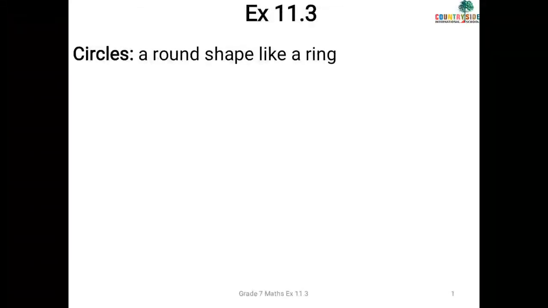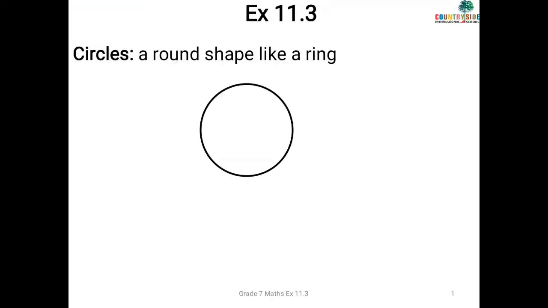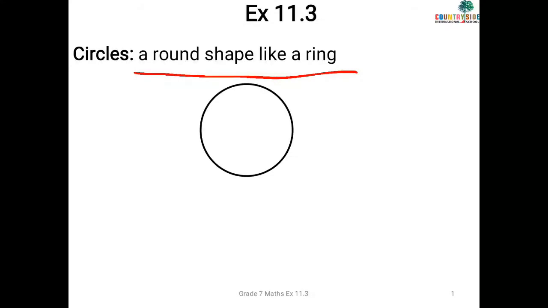As we all know, the circle is a shape that looks like a ring, that is round. So this is the diagram of the circle, and this is the basic definition of the circle. I want everyone to note down this definition. Now let's start with the definition and the formulas of circumference and area of a circle.